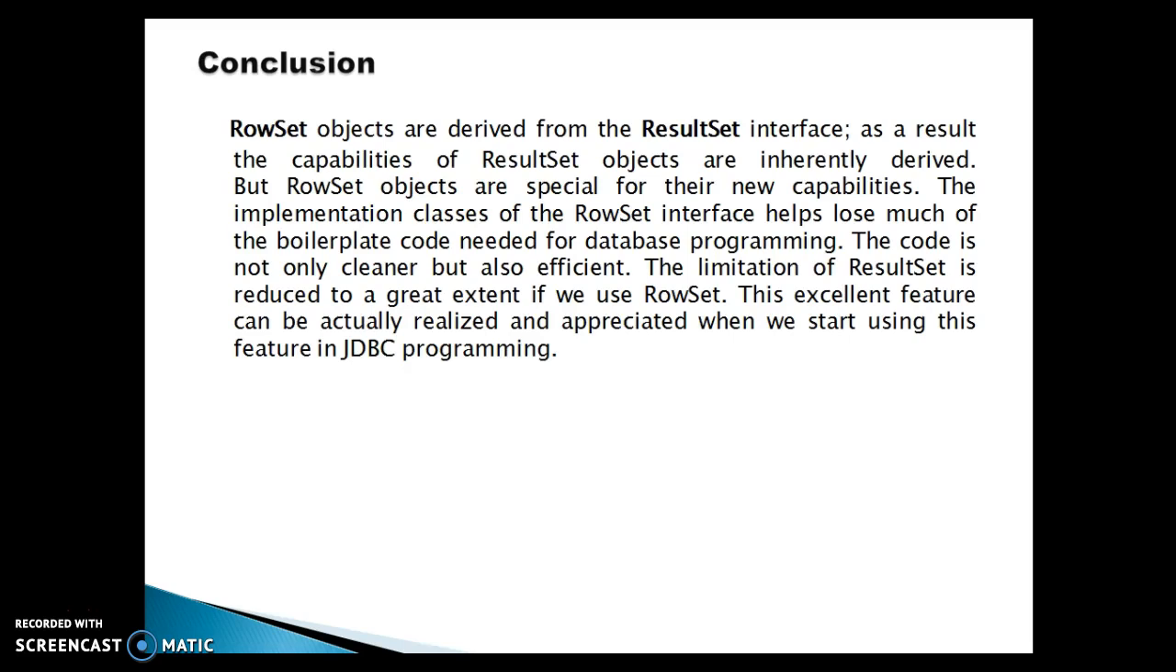Now let's go for the conclusion. Row set objects are derived from the result set interface. As a result, the capabilities of result set objects are inherently derived, but row set objects are special for their new capabilities. The implementation classes of the row set interface help us lose much of the boilerplate code needed for database programming. The code is not only cleaner but also efficient. The limitations of result set are reduced to a great extent if we use row set. This excellent feature can actually be realized and appreciated when we start using it in JDBC programming.